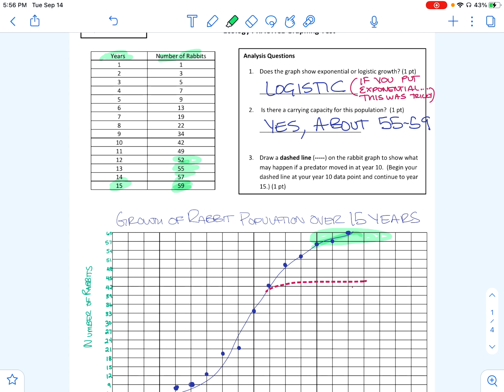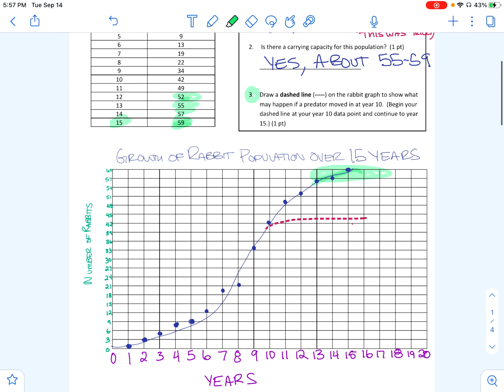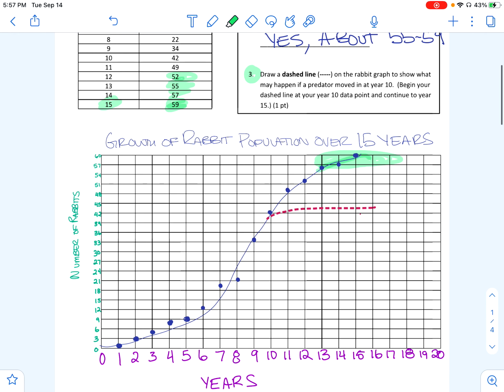Oh, I'm sorry. Let me go over number 3 first. It says draw a dashed line on the rabbit graph. What would happen if a predator moved in at year 10? So there's my dashed line at year 10.